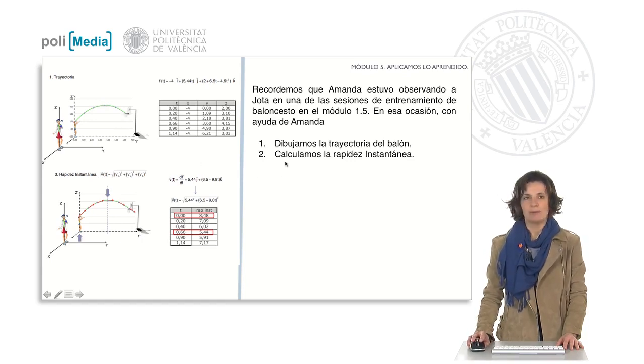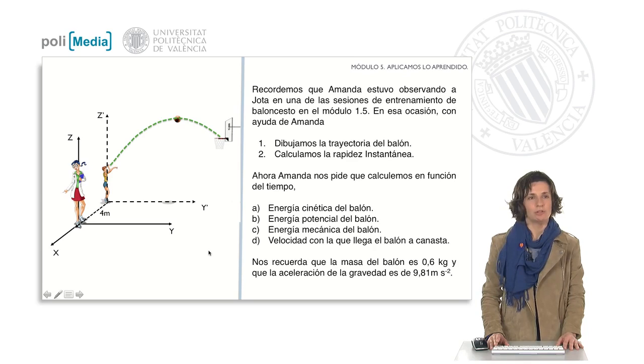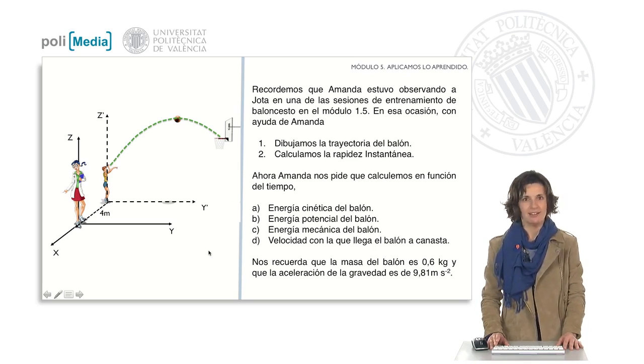We also calculated the instantaneous speed, the velocity modulus. We did this by deriving the position vector with respect to time. Thus we obtained the velocity vector, then we calculated its modulus and obtained the different values for each of the time instants. Now Amanda asks us to calculate as a function of time the kinetic energy of the ball, the potential energy, the mechanical energy, and the velocity with which the ball arrives at the basket.